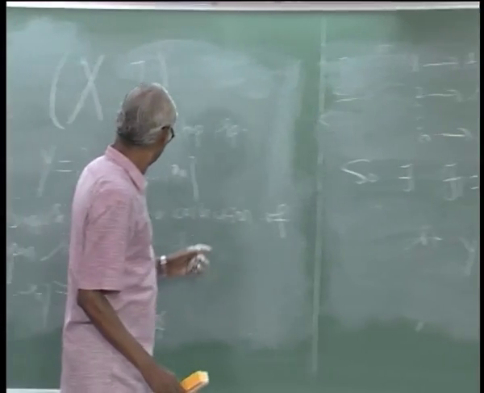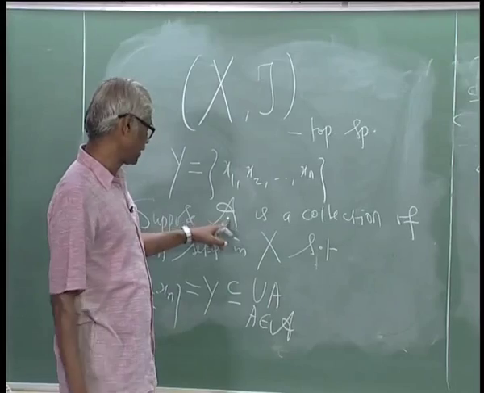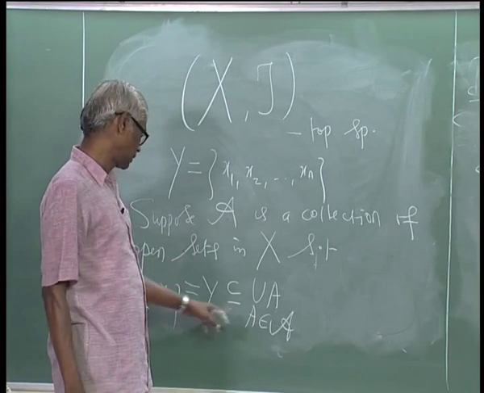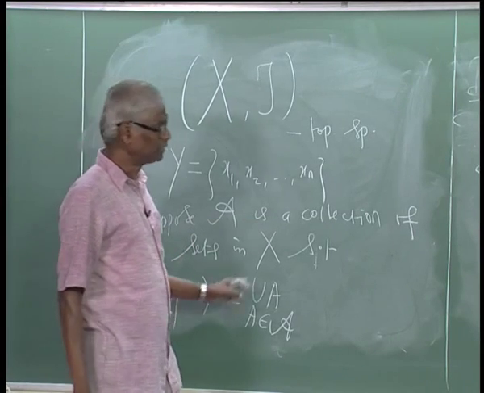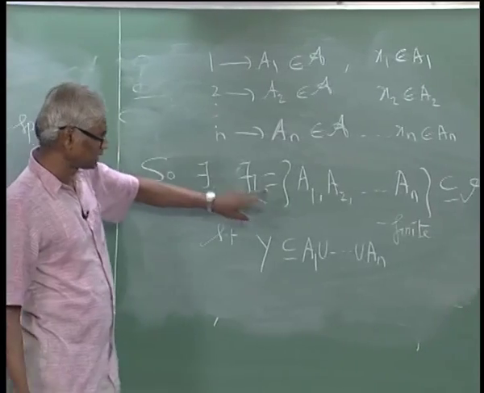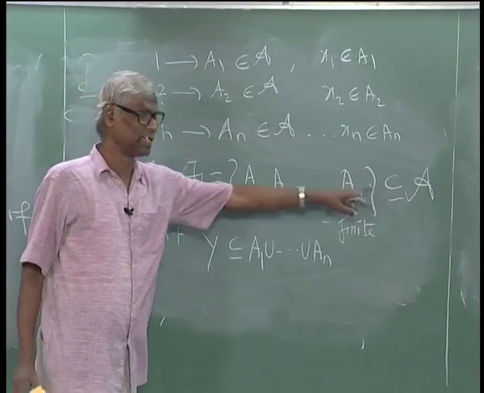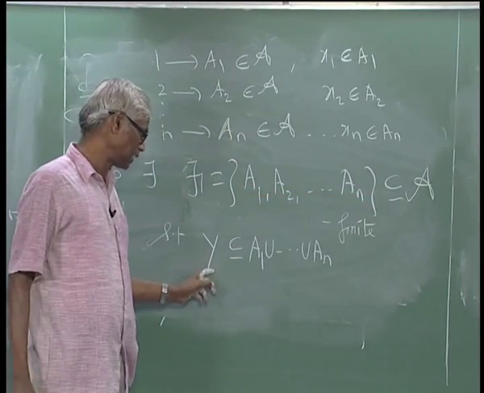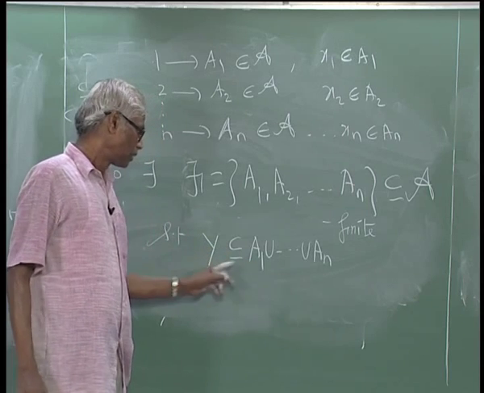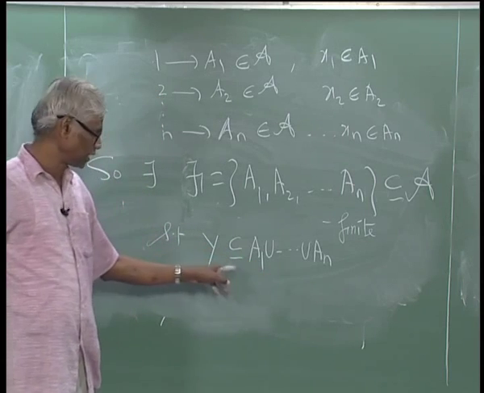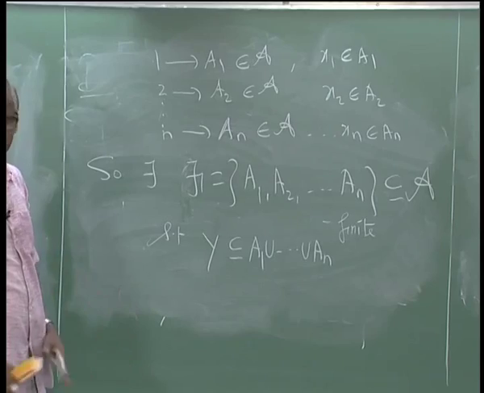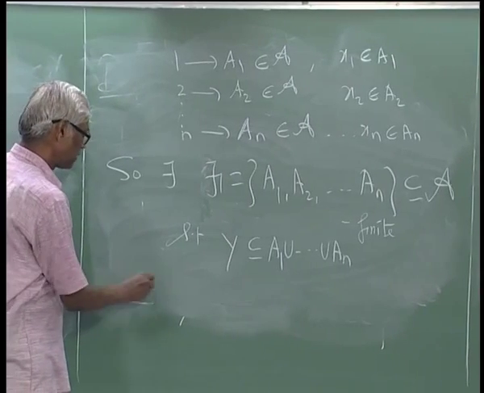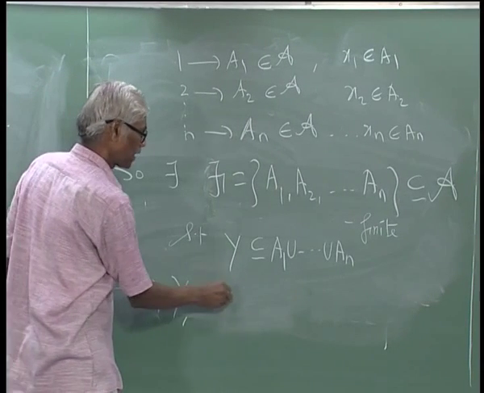That is, whenever script A is a collection of open sets which covers Y, then from that we can extract a finite subcollection such that it will cover Y. So, by definition, this will imply Y is compact.